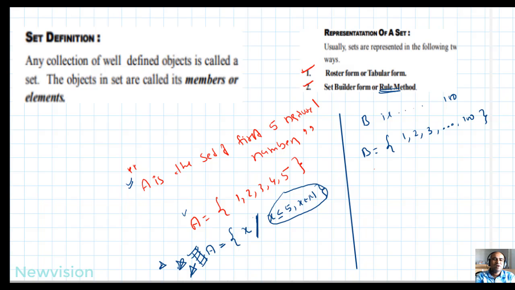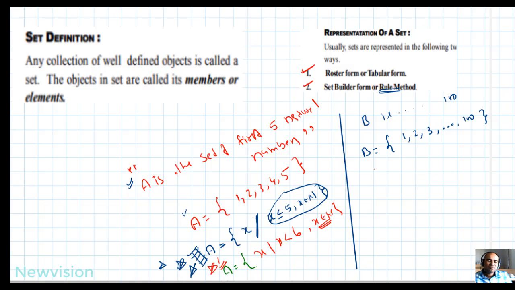Okay. So the important thing is, when you want to write a set in set builder form, you can't write it in a unique way. Several ways you can write. For example, the same thing I can write another way also. X such that X lesser than 6 and X belongs to natural number. Here lesser than or equal to 5, here I wrote less than 6. Less than 6, 1 to 5 natural number, clearly mentioned. That's why A equal to X such that X less than 6 and X belongs to N. This is the set builder form of this example.